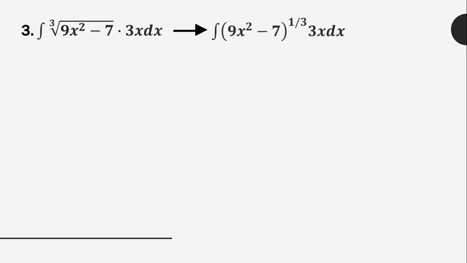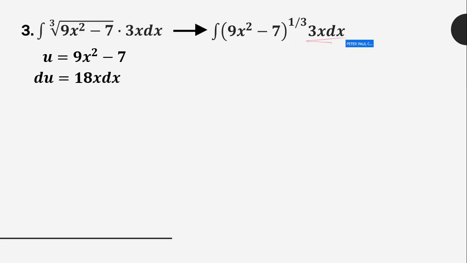Let's proceed to item number 3. We have the integral of the cube root of 9x squared minus 7 times 3x dx. Obviously, we should rewrite it as the integral of the quantity 9x squared minus 7 raised to 1/3, 3x dx. Then we can now perform our u substitution. So we will let u as your 9x squared minus 7. We get the derivative of u implicitly with respect to x. So that's du. The derivative of 9x squared is 18x. Then do not forget to write dx.